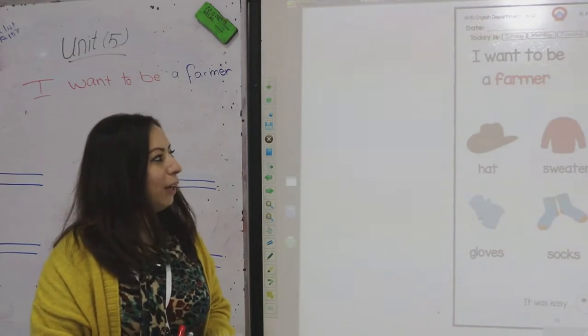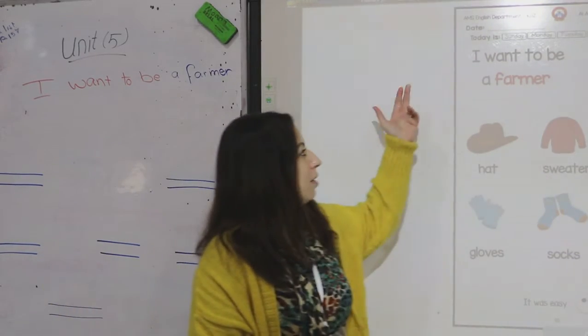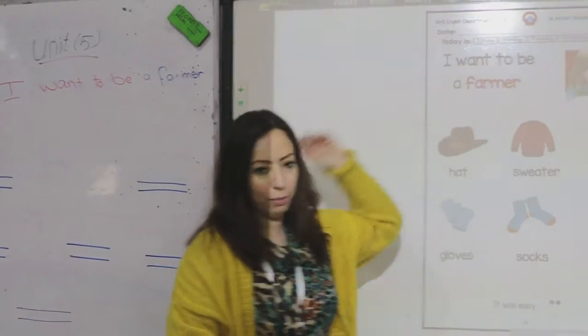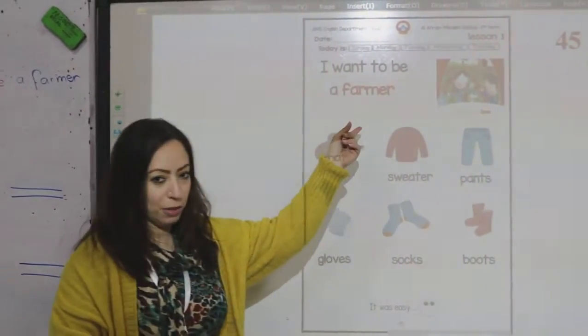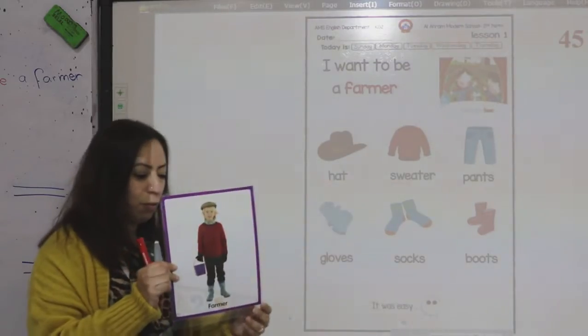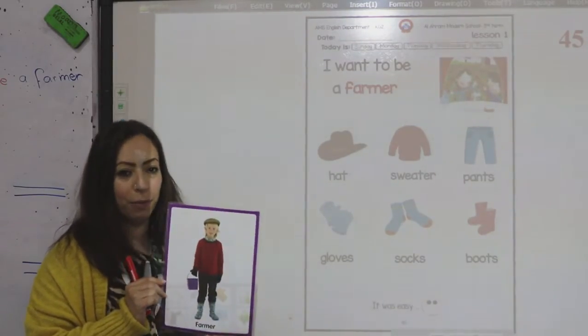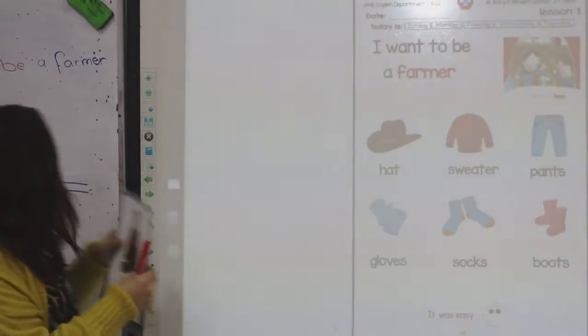Today we have a new unit in Mouse and Me. This unit, its name is I Want to Be a Farmer. In this unit, Robin and Daisy, they want to be farmers. Who is this? Who can tell me who is this? This is the farmer. Robin and Daisy, they want to be farmers like this. Farmer.